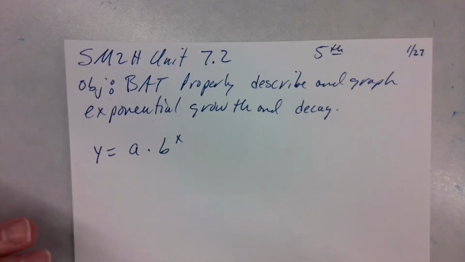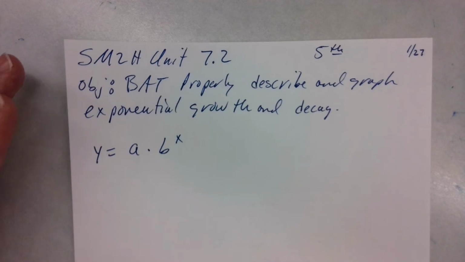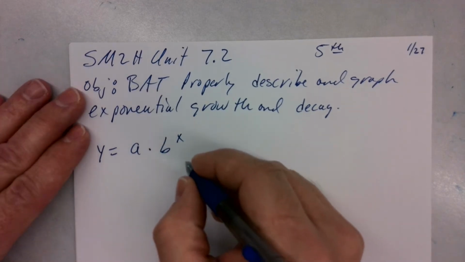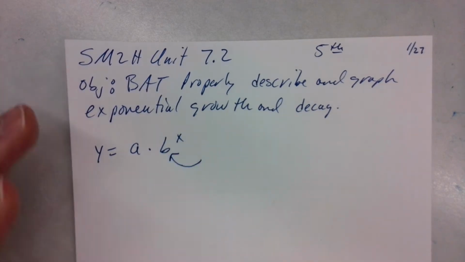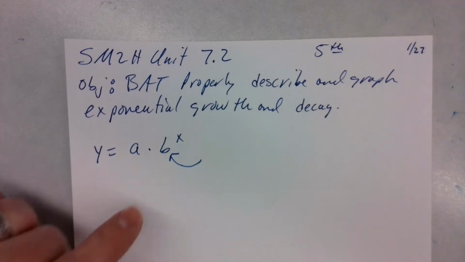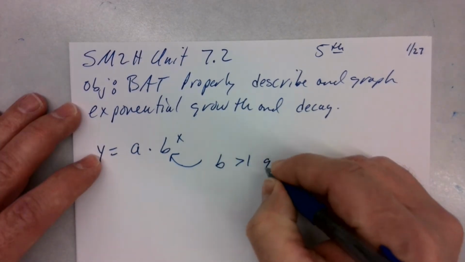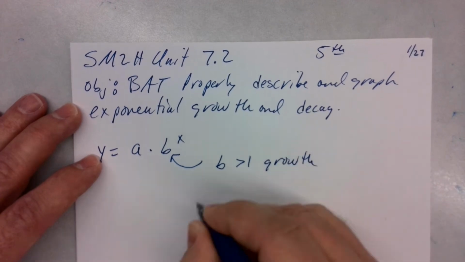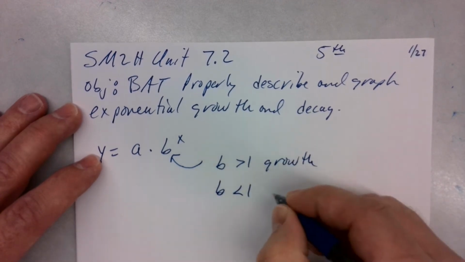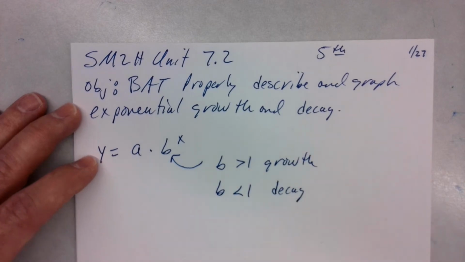Okay? Now, what you end up with is b determines what kind of function it is. Okay? If b is greater than 1, it's a growth function. Okay? If b is less than 1, it is a decay function.